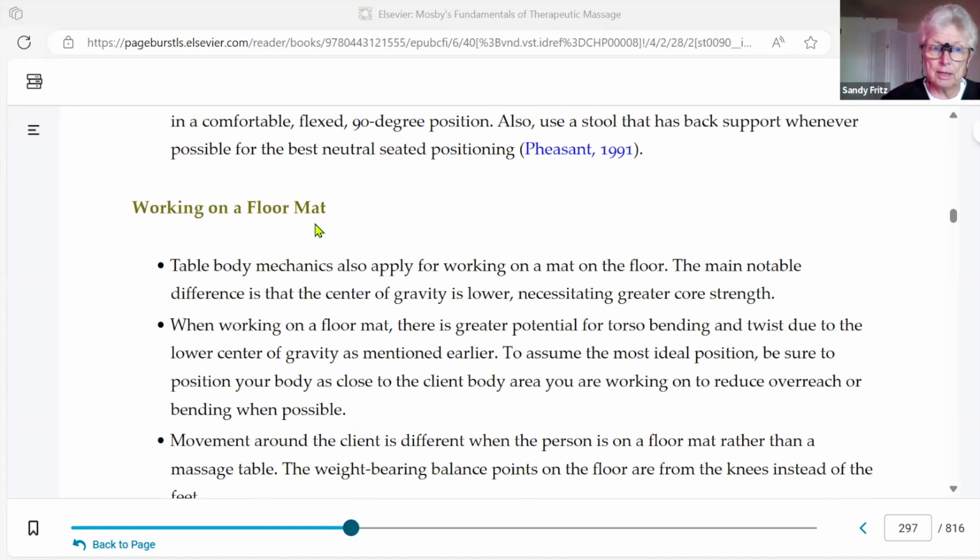You can also work on a floor mat. We'll be giving you a little bit of exposure to that. The general principles still apply.